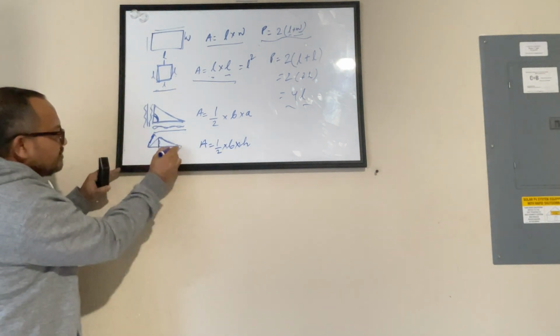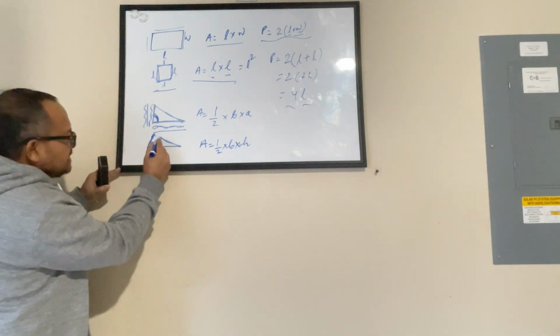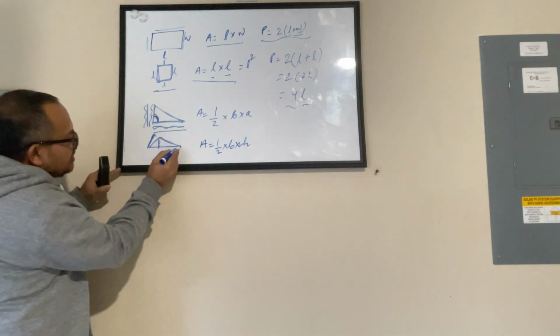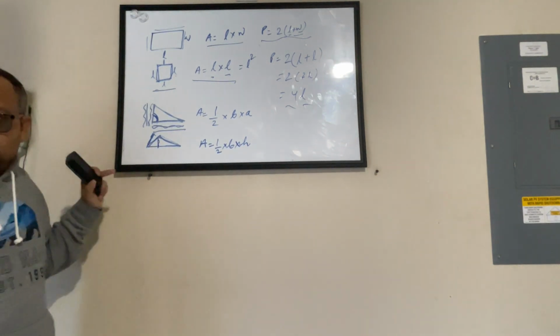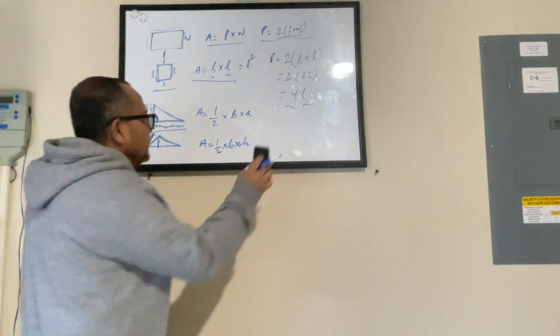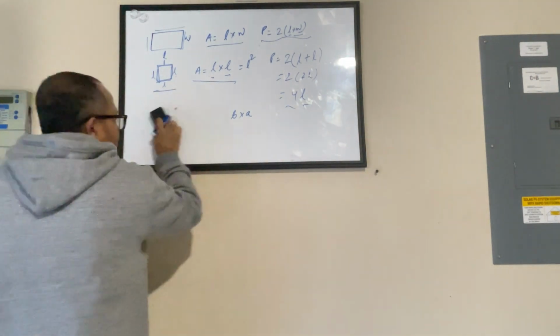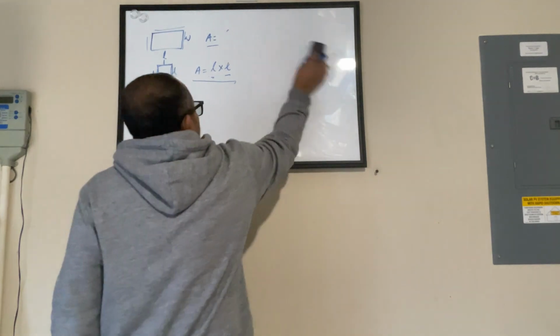So this base multiplied by this height. If I take this as a base, then from this corner I will draw a perpendicular line. Wherever it cuts, this length and this base. Okay? So this is for the triangle. Then we learned about the circle.